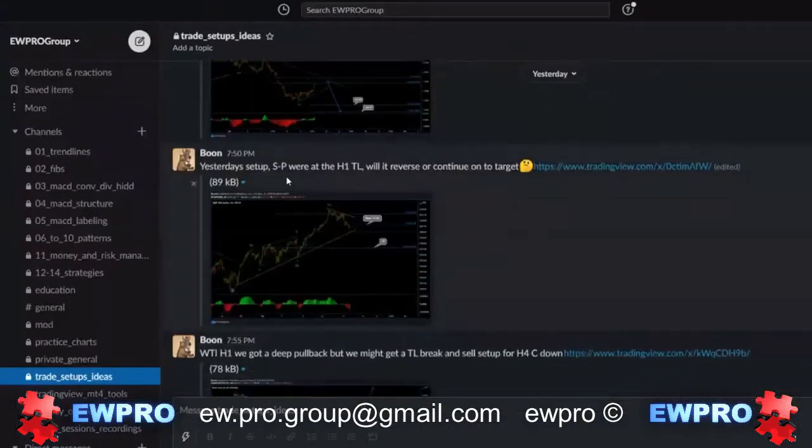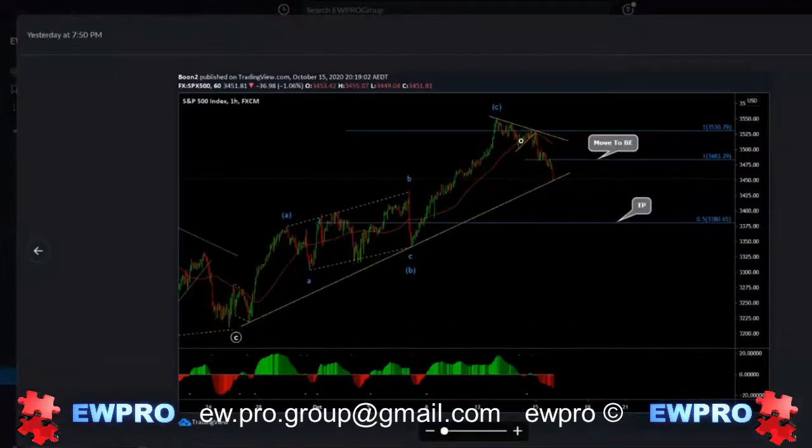there's the S&P. This was a trade we took, I think it was on Tuesday. S&P, we're at the trend line. Will it reverse or continue on to target? So this was a trade up in here that we took on Tuesday, got it to break even, and here we're at the trend line. So either we break through there or we go and break the top. Now, we did actually get a bounce off this trend line. So yeah.